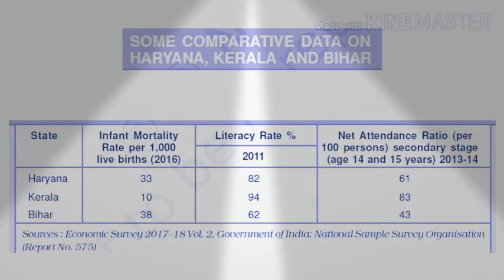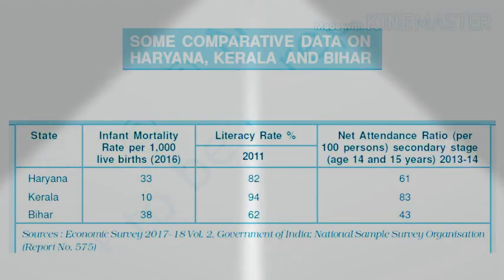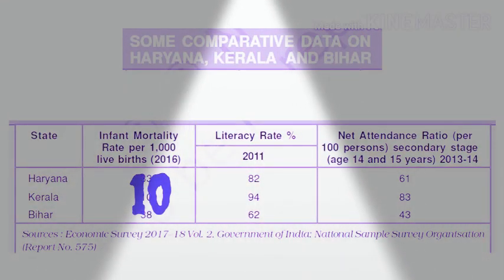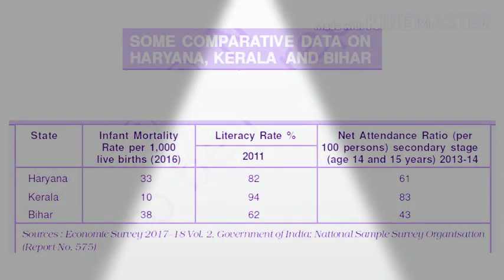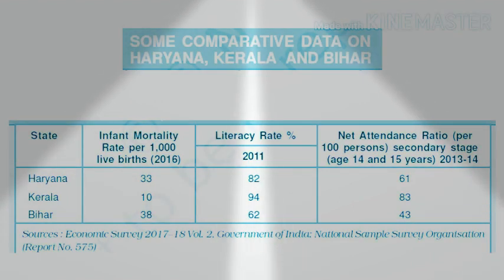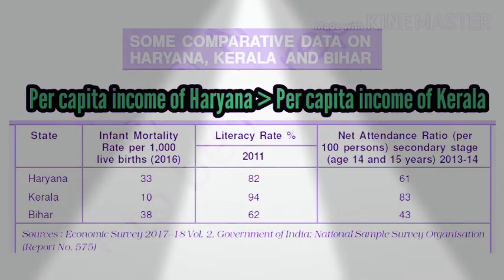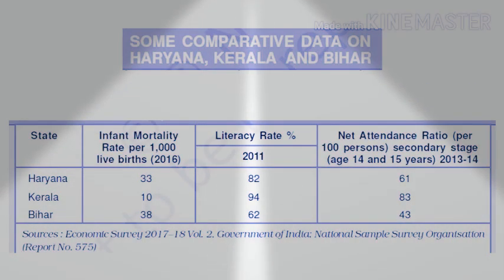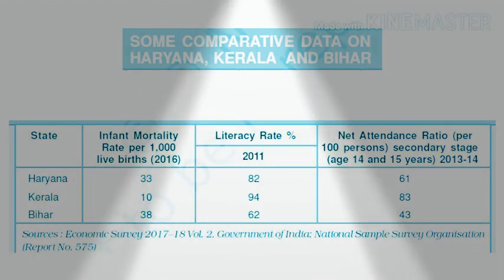So if you observe the table, you will find that in Kerala, out of 1000 children born, 10 died before completing 1 year of age. But in Haryana, the number of children dying within 1 year of birth was 33, and in Bihar it was 38. On the other hand, the per capita income of Haryana is more than that of Kerala, as shown in the table.